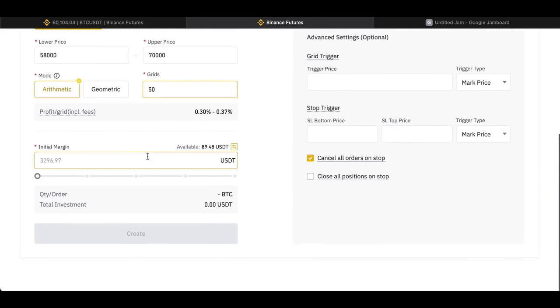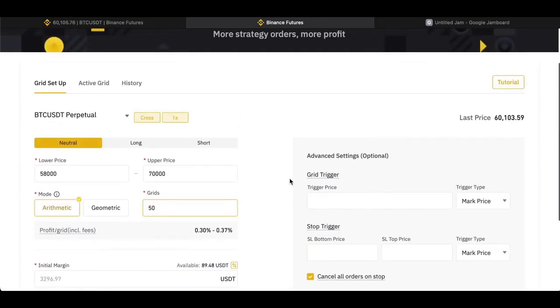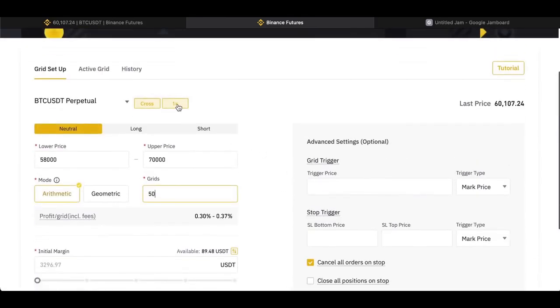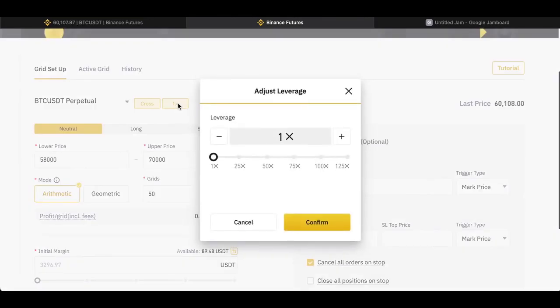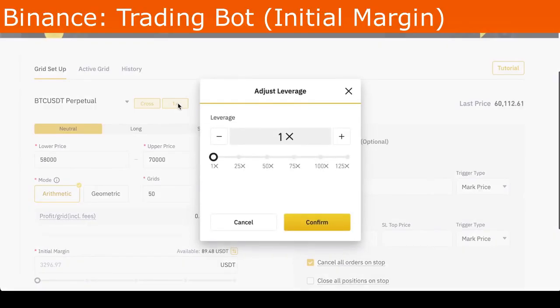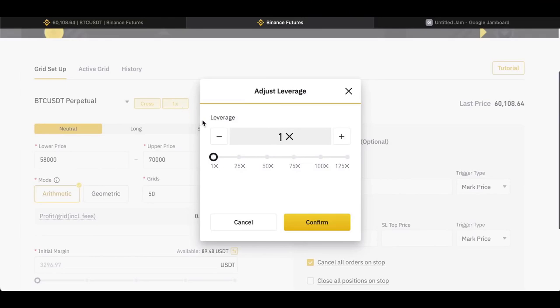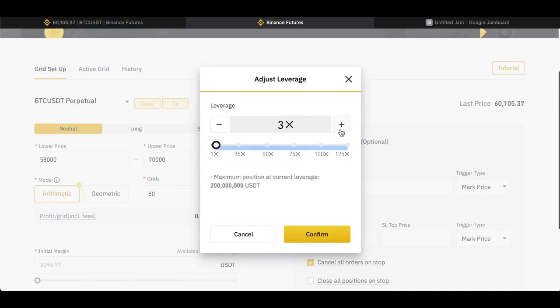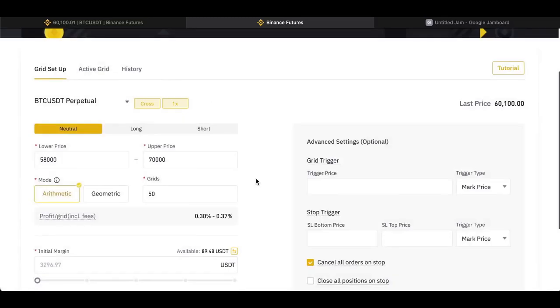Then we can set our initial margin, and this is really important. I would come up here and make sure that if you're trading futures for the first time ever, or you just want to give the trading bot a go, I would just suggest having 1x leverage, which is obviously no leverage. This means you are trading with 1 times what you have, which is obviously only what you have. You can do this up higher if you are a more advanced trader, but I wouldn't recommend it. So I'm just going to confirm 1 times leverage here.